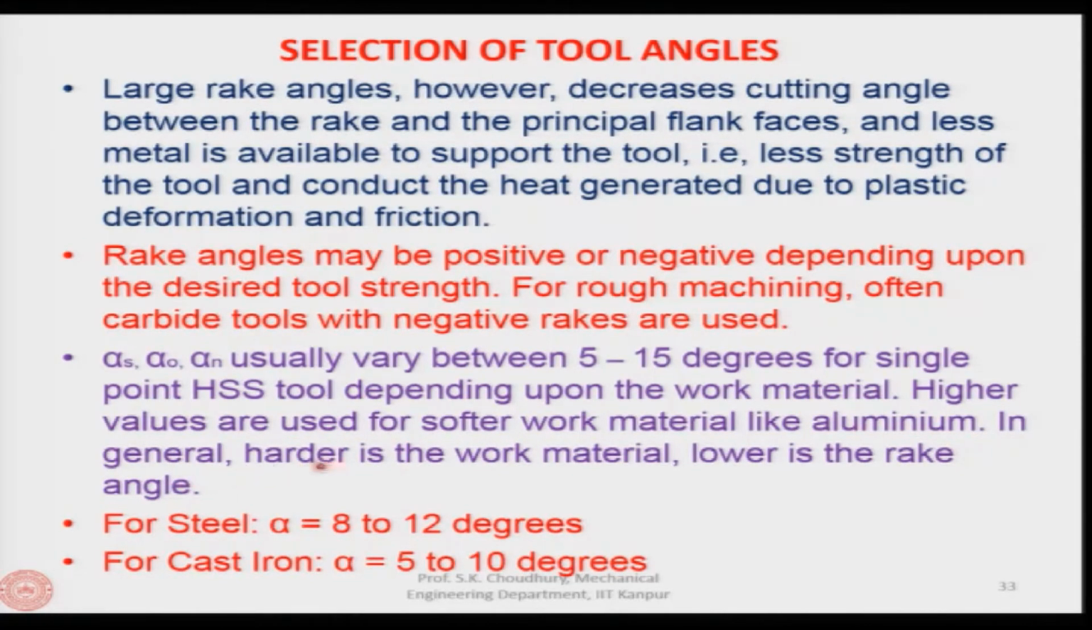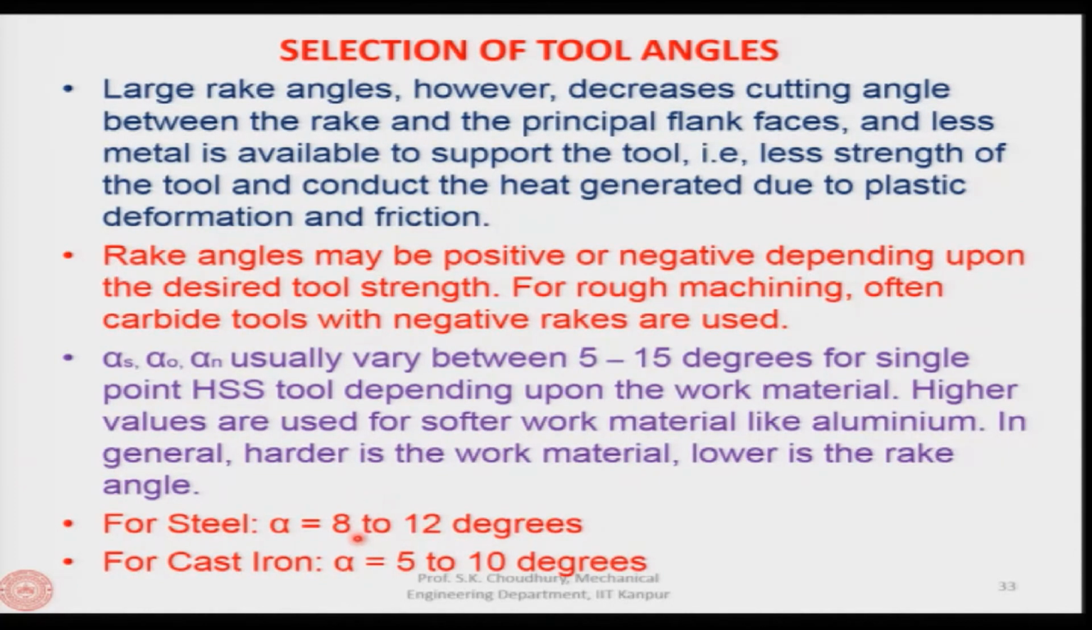In general, the harder the work material, the lower the rake angle. I have already explained it to you. Why? Because you need more strength for the hard work material. So, for steel, for example, the recommendations are that these rake angles, that is the side rake angle, orthogonal rake angle and the normal rake angle, are from 8 to 12 degrees normally.